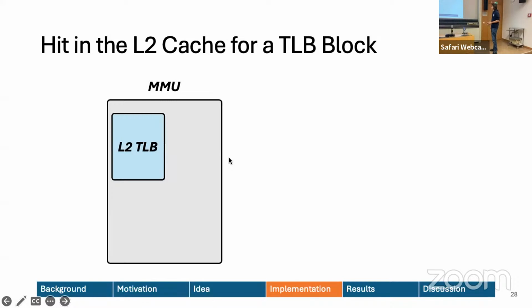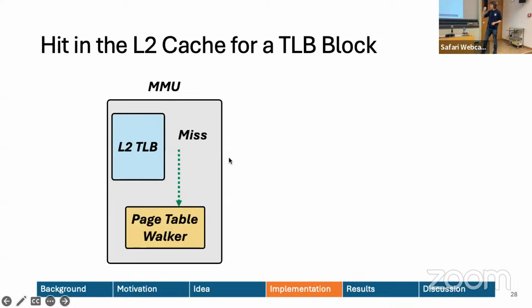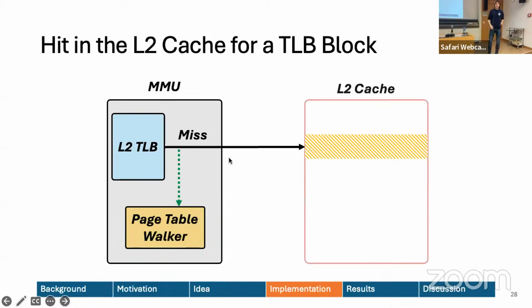In case of a miss, again, the MMU misses in the L2 TLB. We do the page table walk asynchronously. We look in the L2 cache. There's no entry there, so we just wait for the page table walker to finish and then return the address it resolved. Okay, does everyone understand what we're doing so far? Okay.